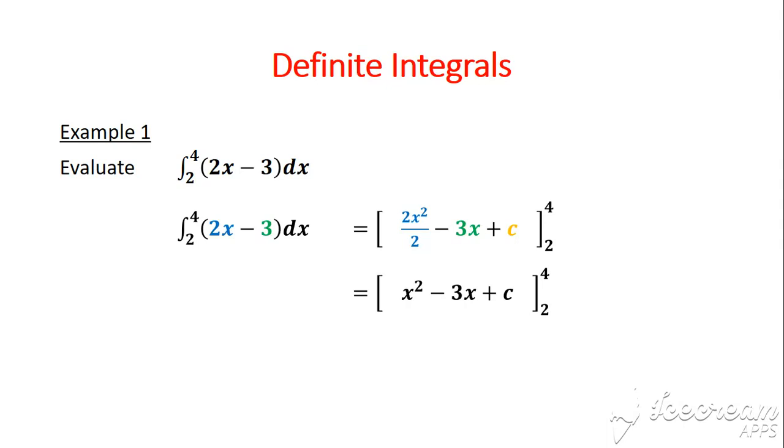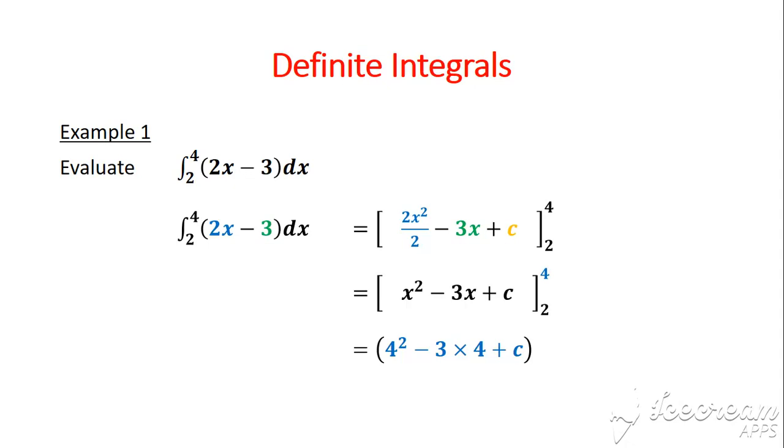We're just going to tidy that up because 2 divided by 2 will cancel. And we're left with x squared minus 3x plus c. Now we use these square brackets. It's just a common notation. And we put the upper limit 4 at the top, and the lower limit of 2 at the bottom, at the end.